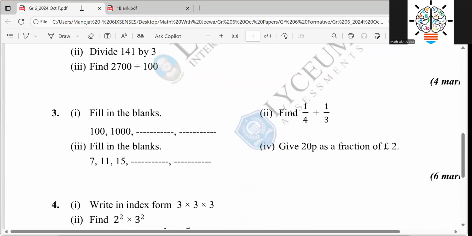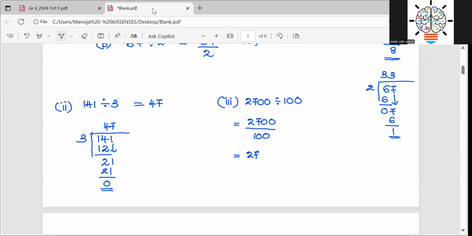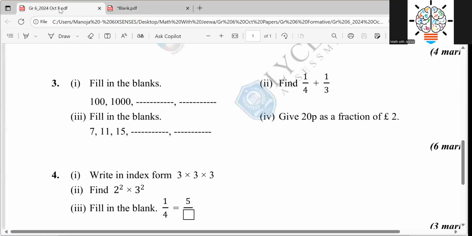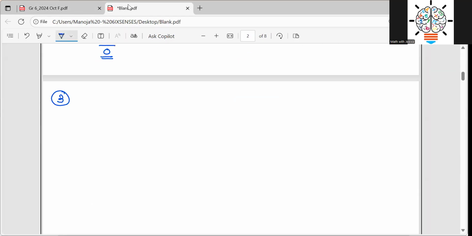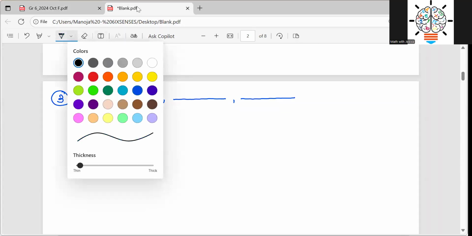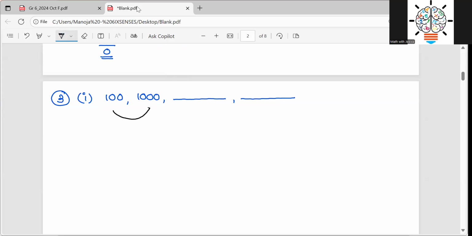We will move to question number 3. Question number 3, Roman number 1, we have 100, then we have 1,000, and then we do have blanks, right? You just see what has happened, that when you are moving from the first term to the second term, now they have multiplied it by 10. If you want to get the rest, what we want to do, the same, we multiply by 10.